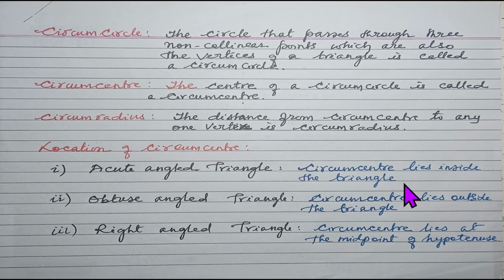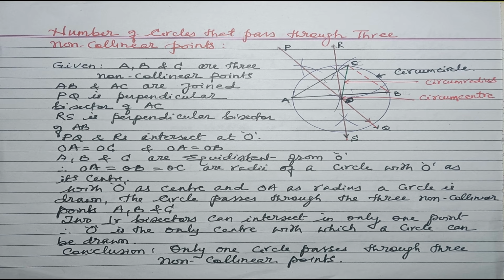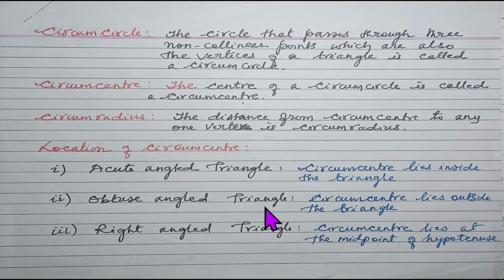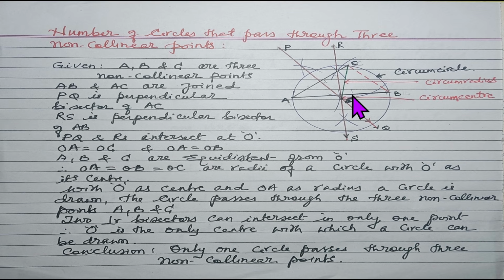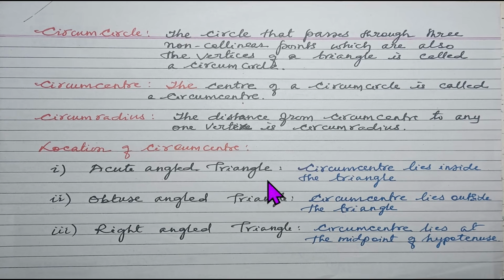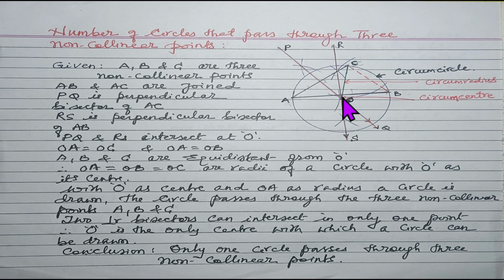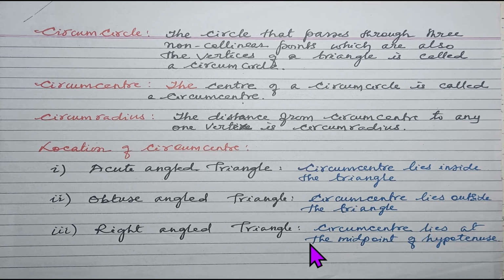Now the question arises: where does the circumcenter lie? Is it inside the triangle or outside the triangle? We know that there are different types of triangles: acute angle triangle, obtuse angle triangle, right angle triangle. If you take an acute angle triangle, the circumcenter lies inside the triangle. If you take an obtuse angle triangle, it lies outside the triangle, like the point O, which is the center, lying outside this triangle. And if you take a right angle triangle, it is exactly the midpoint of the hypotenuse.